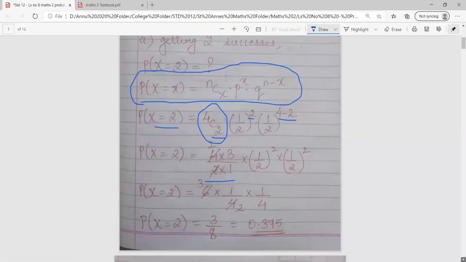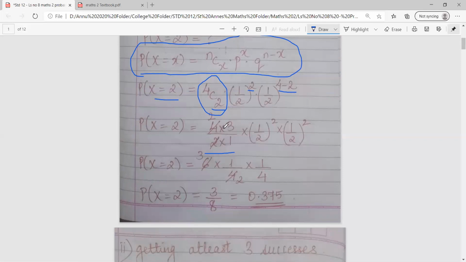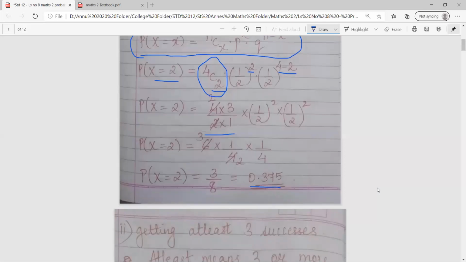So on cancelling, 2 1s are 2, 2 2s are 4. I'm left with 2 3s are 6 into 1 upon 4 into 1 upon 4. Again on cancelling I get the answer 3 by 8, which is as good as 0.375. All your probability answers should be less than 1 because total of probability is equal to 1. तो 1 के ऊपर नहीं जाइएगा.